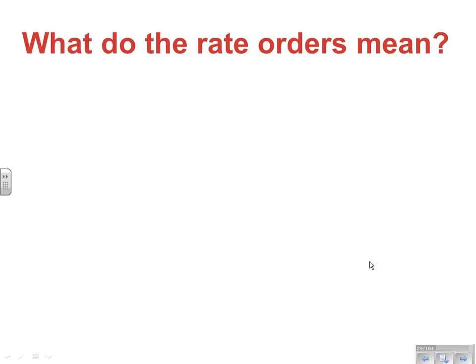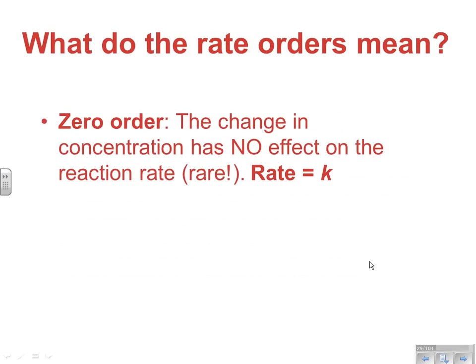Now, what does the rate order really mean? Well, it's really the power you have to multiply your concentration by to see how it affects the rate. So the change in concentration has no effect on the reaction rate. Now, this is very rare. It can happen, but we just don't see it happen all that often, unless they're making it happen on the AP test. That's where you see it more often. That would be known as a zero order situation.